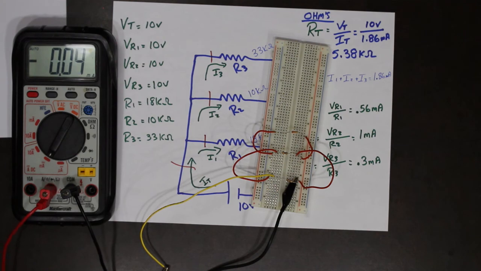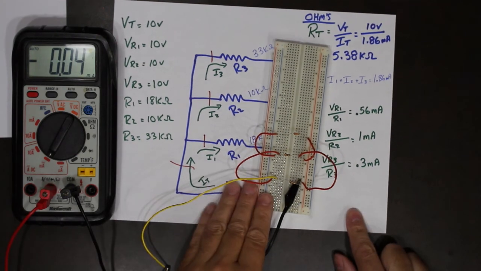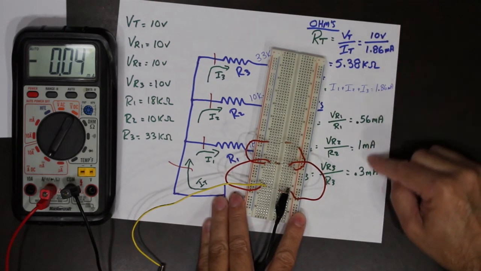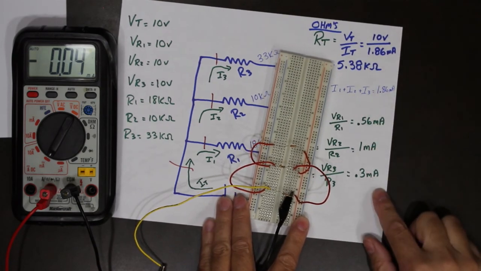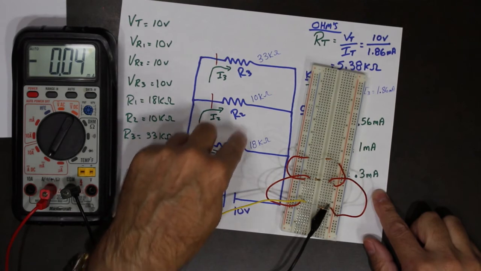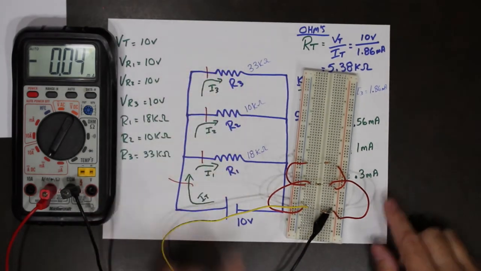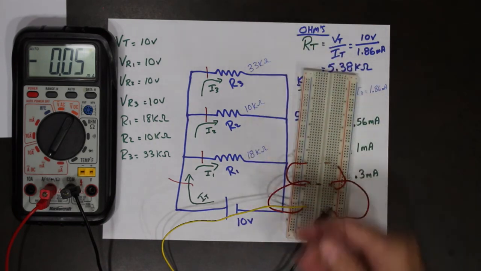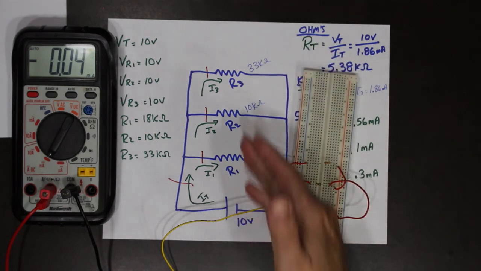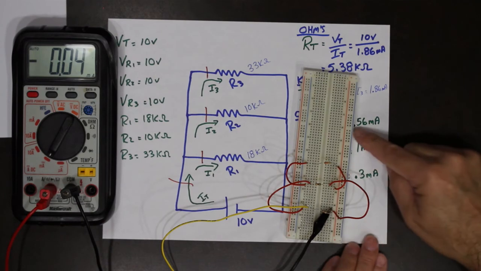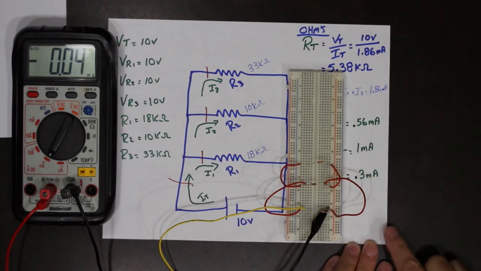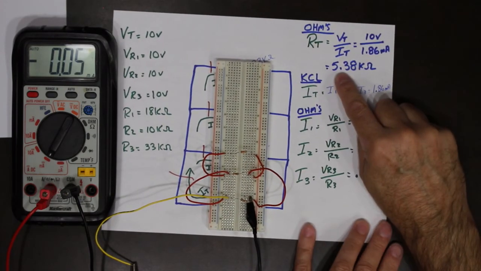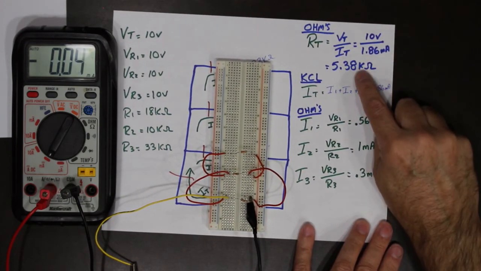Now, I've got to remember that all of these values were calculated based on perfect resistors. Remember, each of those resistors has a tolerance. They could be out by up to, and I think they're all gold, 5%. So that could account for a little bit of our error. We had calculated our total to be 5.38 kiloohms.